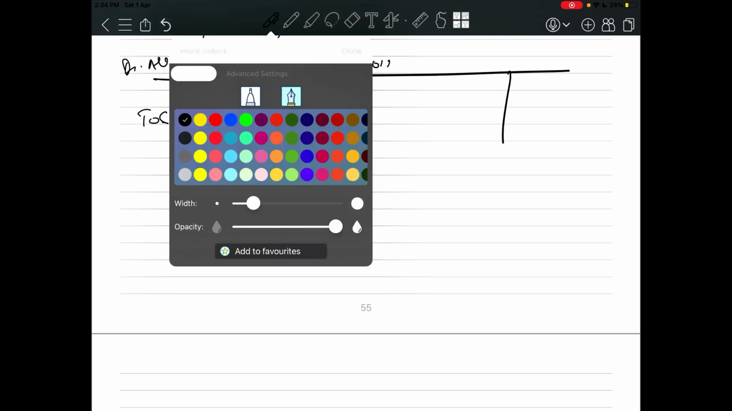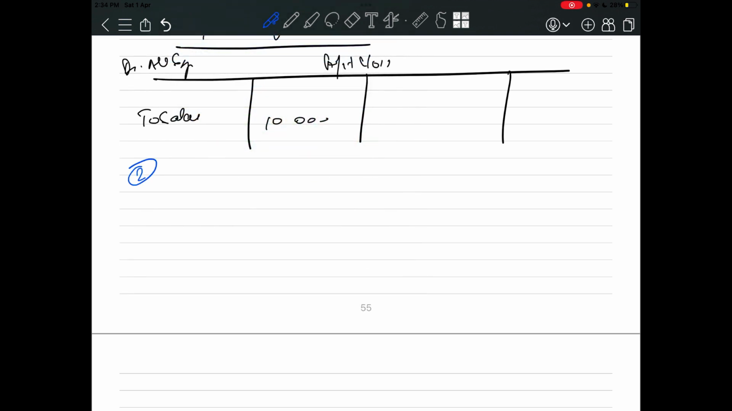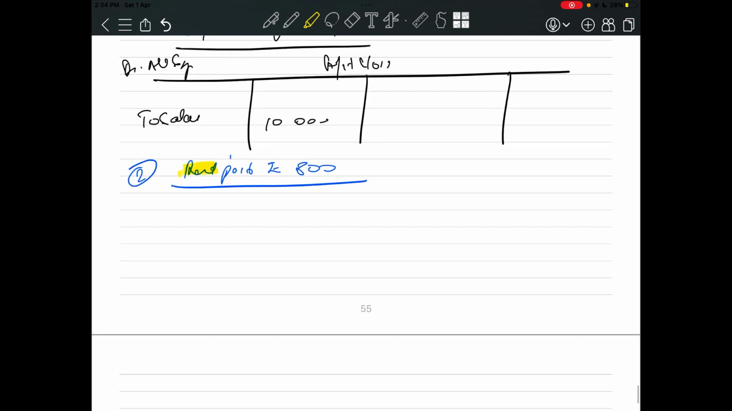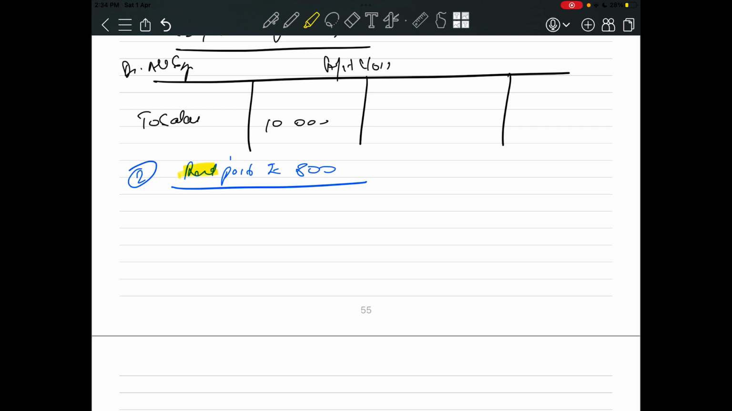The next example is rent paid rupees 800. Okay, let's take this example. Now again cash is going out, we are paying rent, and rent is an expense. Rent is a nominal account. I have told you, see, rent, nominal account. Now I'll tell you why we call it temporary account. So cash is going out, rent is a nominal account, and this is a real account.